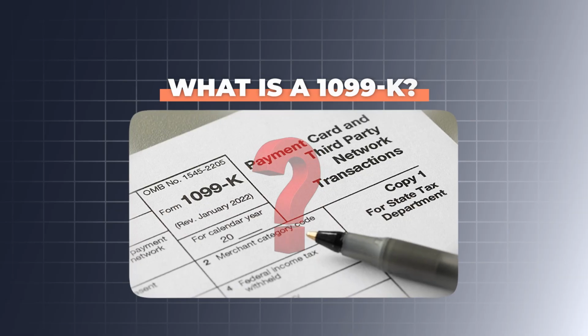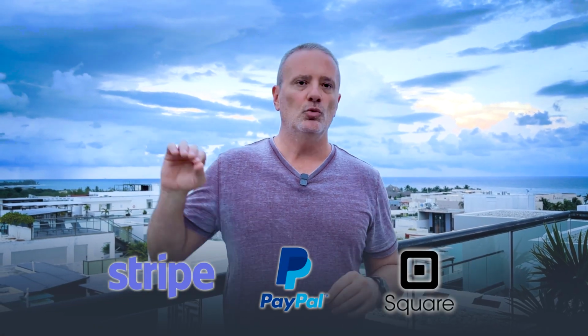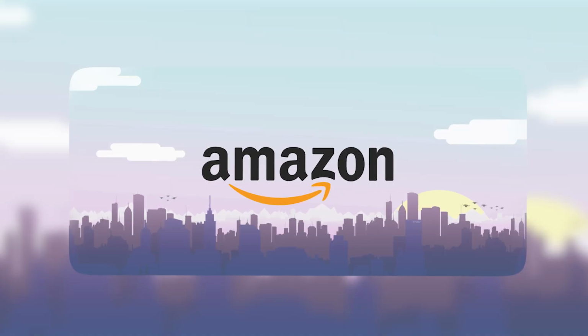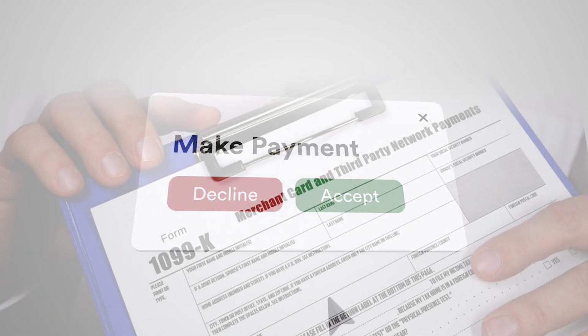All right, so let's start with the basics. What is a 1099-K? In simple terms, it's a tax form that reports the total amount of payments you've received through third-party processors. We're talking about platforms like Stripe, PayPal, Square, even marketplaces like Amazon or Etsy. If you're accepting payments online, there's a very good chance you're going to see this form.